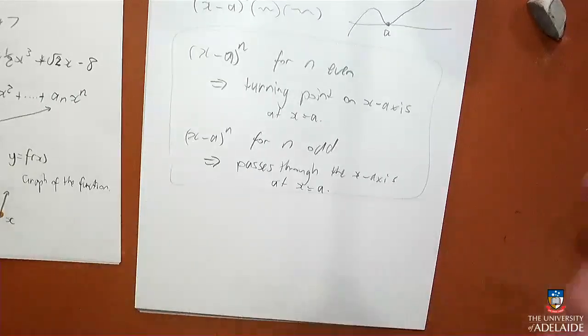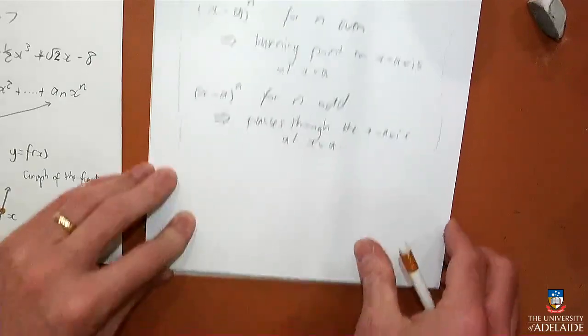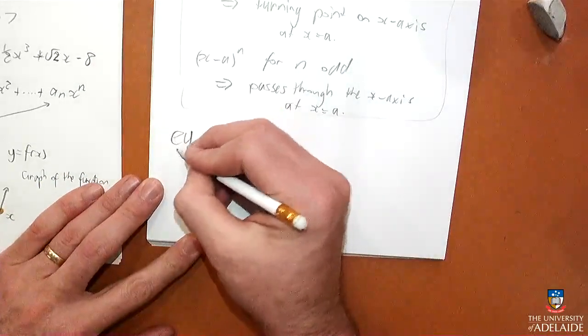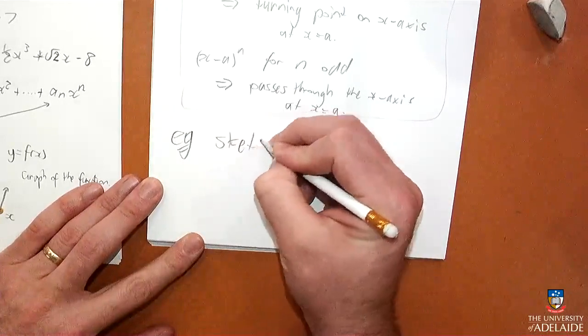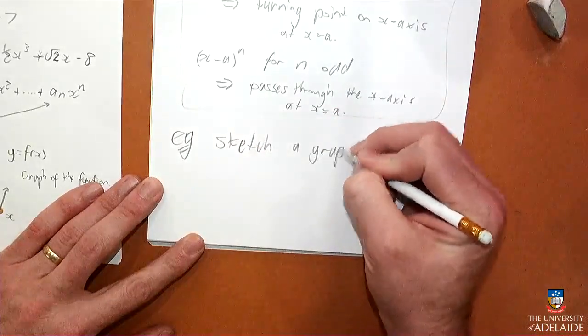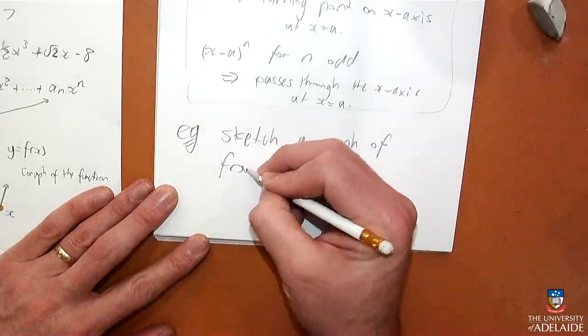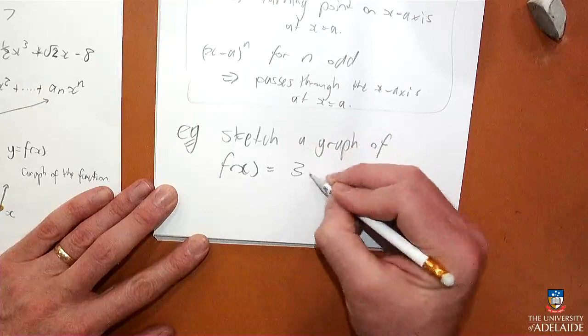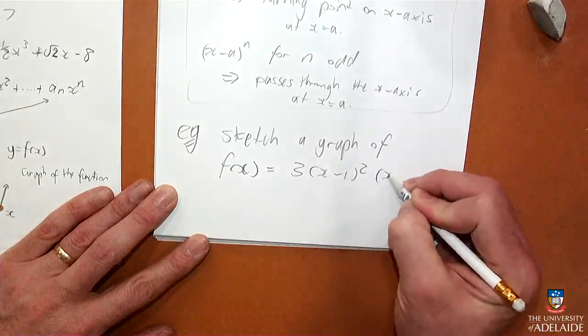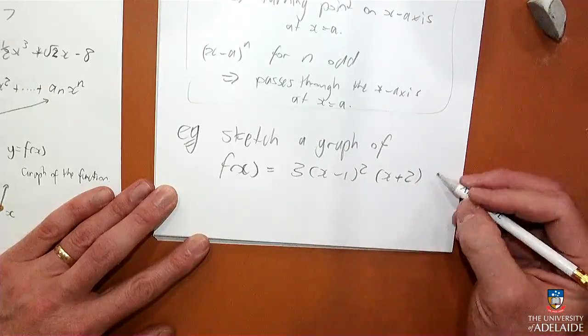So all of this information together can allow us to draw a sketch of a graph, a rough sketch. You don't have to be exact about it, just based on the way that the function is written. So now I'll do an example. Sketch a graph of f of x, which is equal to 3 times (x minus 1) squared, times (x plus 2).